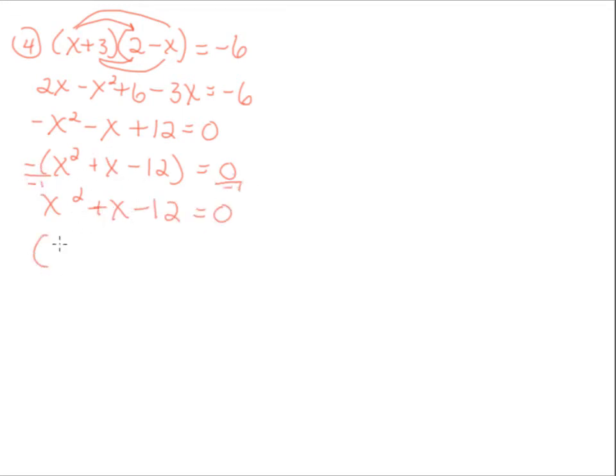So I have x squared plus x minus 12 is equal to 0. I can quickly factor this to x plus 4 times x minus 3 equal to 0. Set each of the factors equal to 0 and solve using the null factor law. And I get x equals negative 4 or x equals 3.